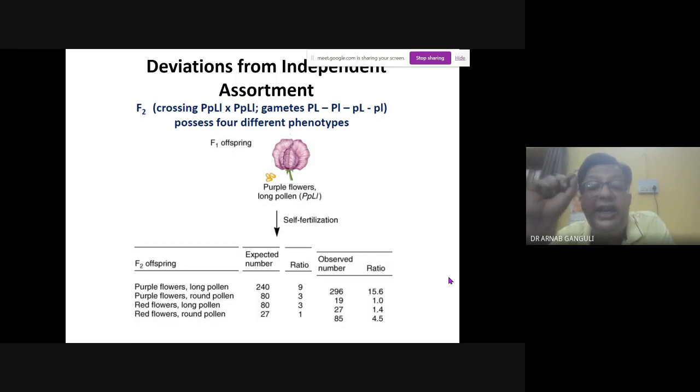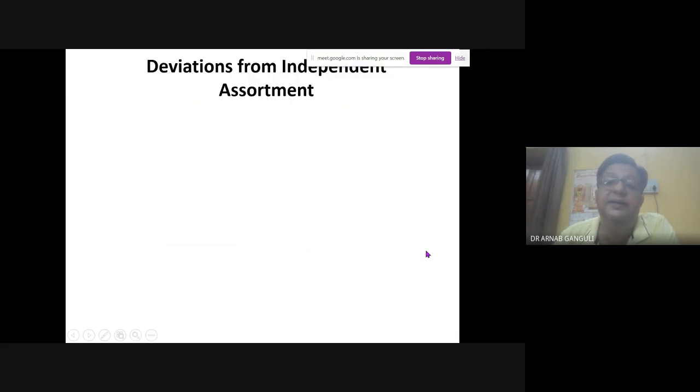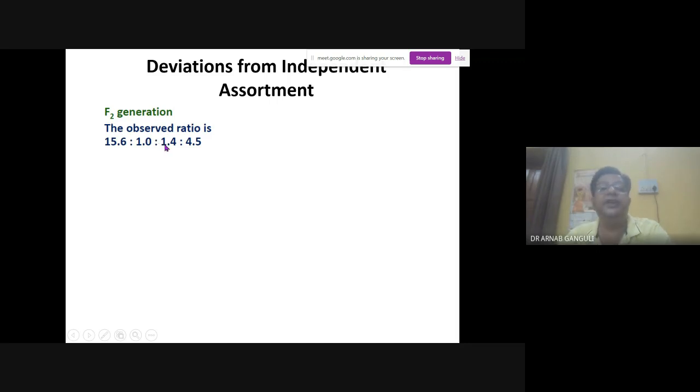You did not get the independent assortment numbers. So in the F2 generation, the observed ratio is 15.6 is to 1 is to 1.4 is to 4.5. And the expected ratio 9 is to 3 is to 3 is to 1 is not seen.